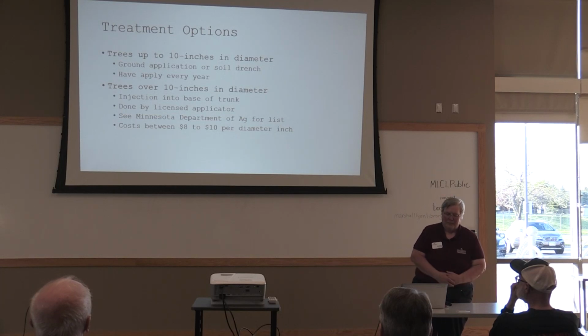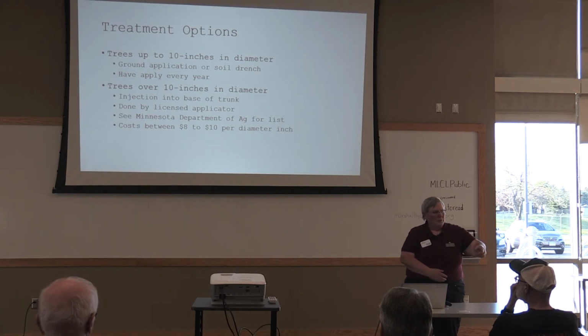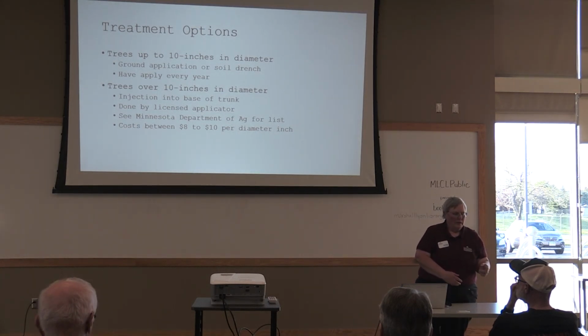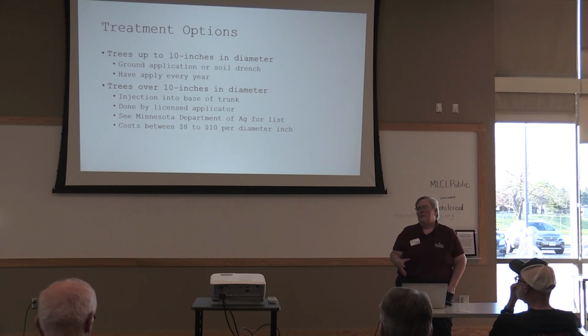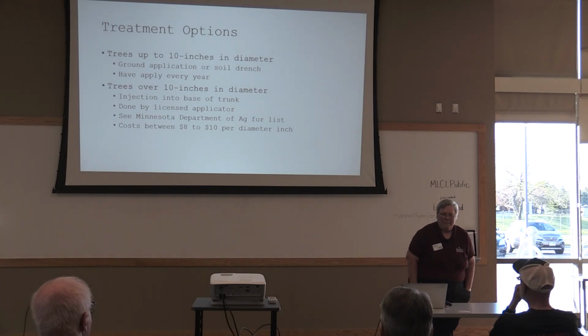If you're doing a soil application or what they call a soil drench, you need to do that every year. In that handout on the emerald ash borer, the blue one, there is a list of all the various chemicals that you can use to do a soil drench. I do not know how much they cost. I've not tried to find them or anything else. If your tree is over about 12 inches in diameter, you need to inject it at the base of the tree.